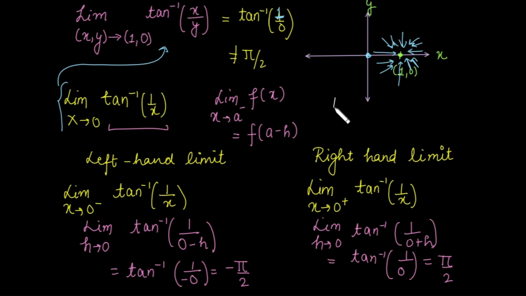Always remember, whenever we have 1 by 0 that is equal to infinity, you just need to figure out whether this 0 is always positive from all the paths, or always negative from all the paths, or can be negative or positive depending upon the path. In that case, limit can vary.